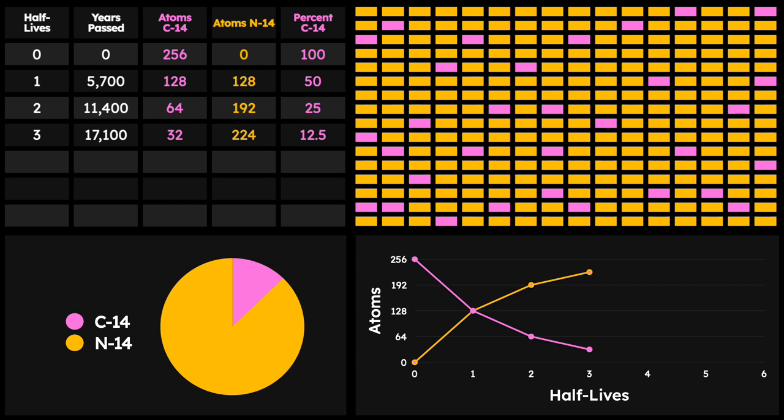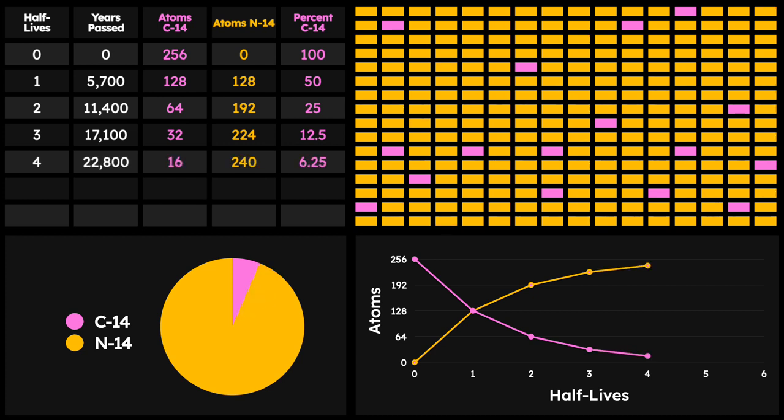Cut that carbon in half again down to 32. Make those 32 that change turn into nitrogen. Nitrogen is up to 224. And you can get the idea that we have less and less carbon and more nitrogen. We just keep cutting that carbon in half time after time after time.